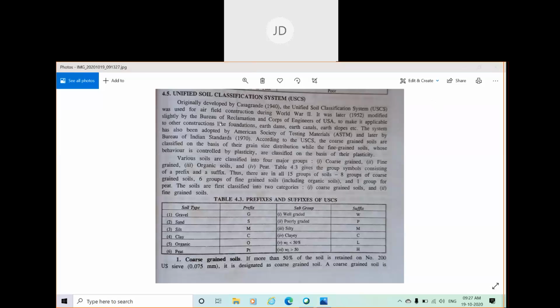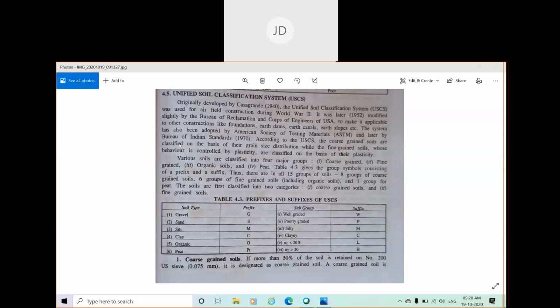Before, it was used for airfield construction during World War II. It was later, in 1952, modified by the Bureau of Reclamation and Corps of Engineers of USA to make it applicable to other construction like foundations, earth dams, earth canals, earth slopes, etc. Finally, this system was also approved by the American Society for Testing and Materials, ASTM, a very famous and renowned organization, and later by the Bureau of Indian Standards, BIS, our Indian Standard Code, in 1970.